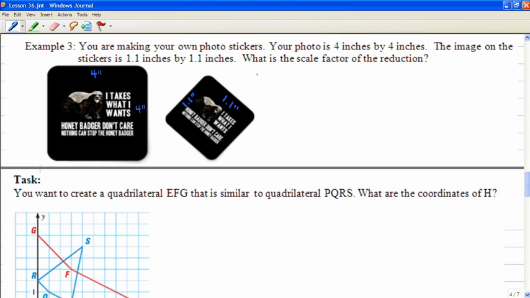Okay. So we're getting smaller. We have a reduction. So if I have a reduction, my scale factor needs to be a fraction between 0 and 1.